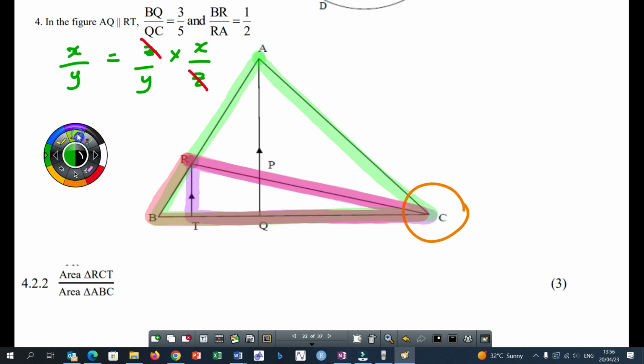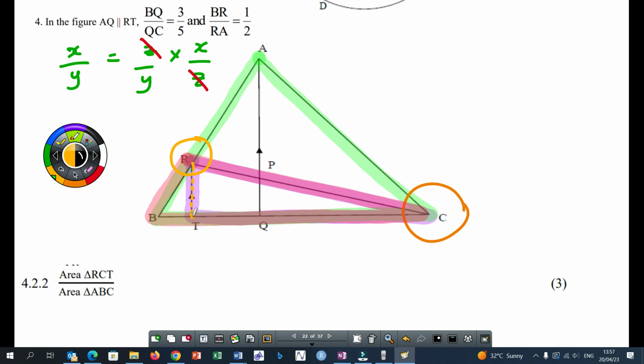If you look at RCT and CRB, your common vertex is going to be that. So you can draw your perpendicular height all the way up to BC. Do you see that? There is a common vertex here, right?